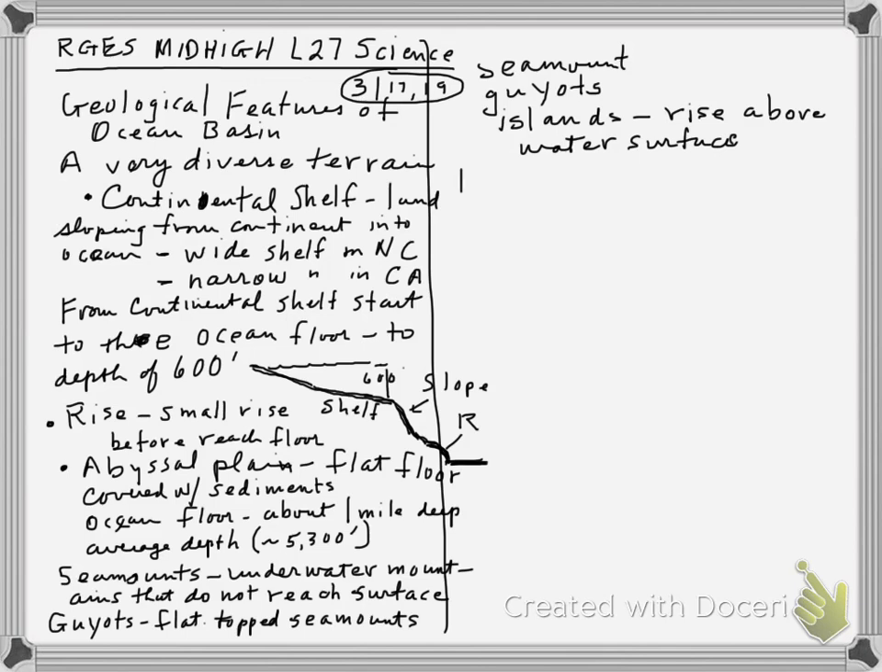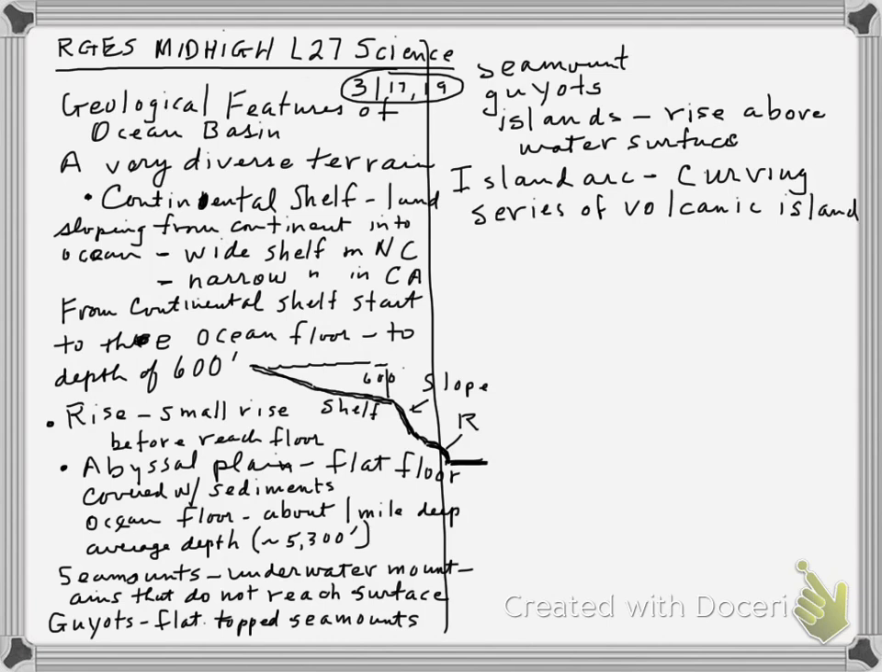Okay, now there are certain features called island arcs. An island arc is an arcuate shape. That means it's a curving series of islands. So a series of islands that have a curve to it. And these are all volcanic islands. So you see a lot of islands in the ocean are volcanic, but island arcs are always volcanic. So I'm going to underline volcanic. They're always volcanic. They form from volcanoes.